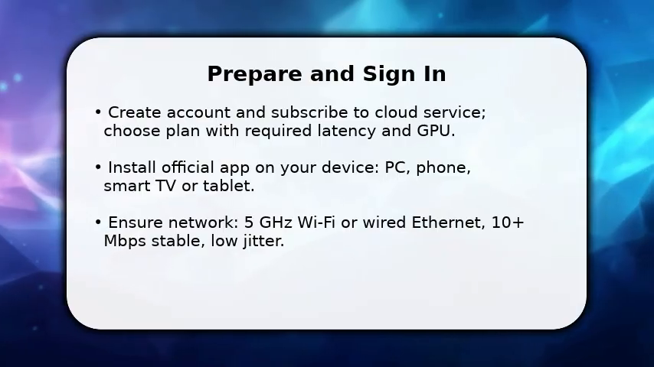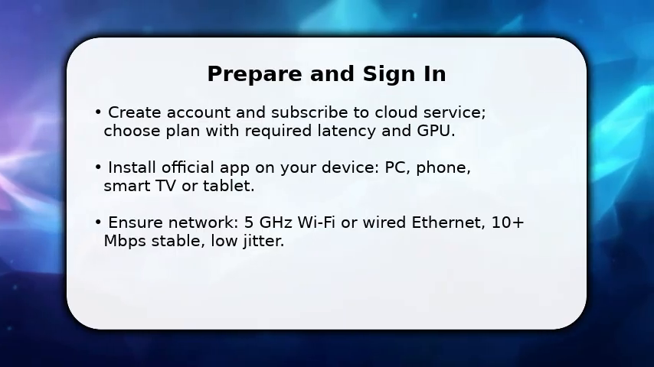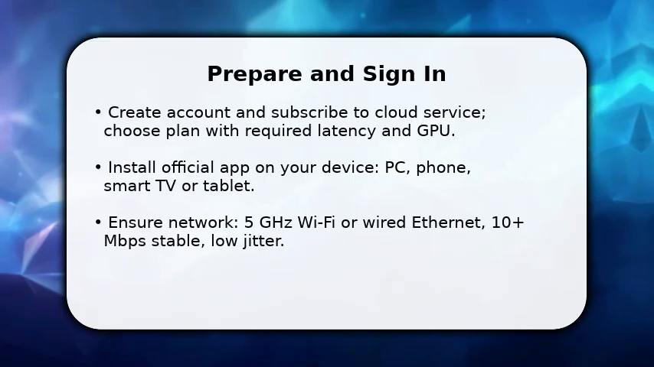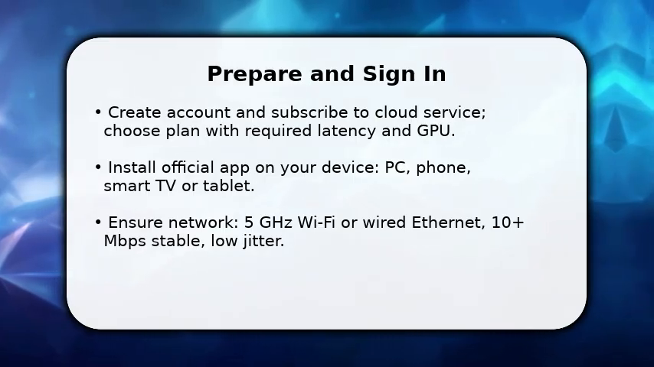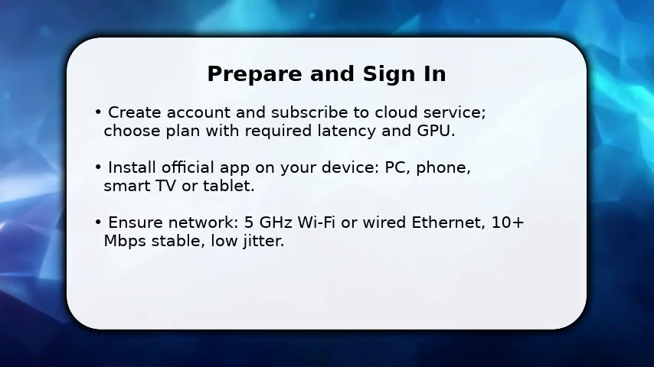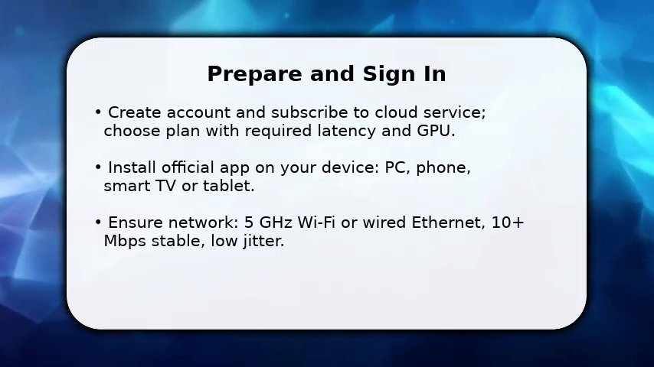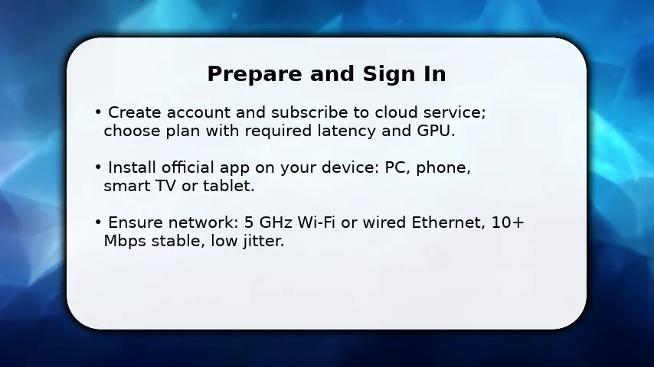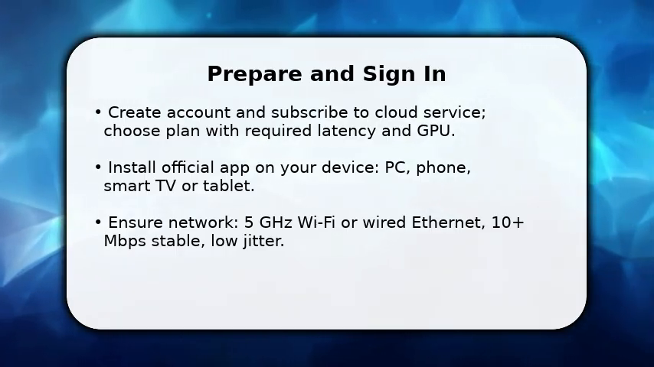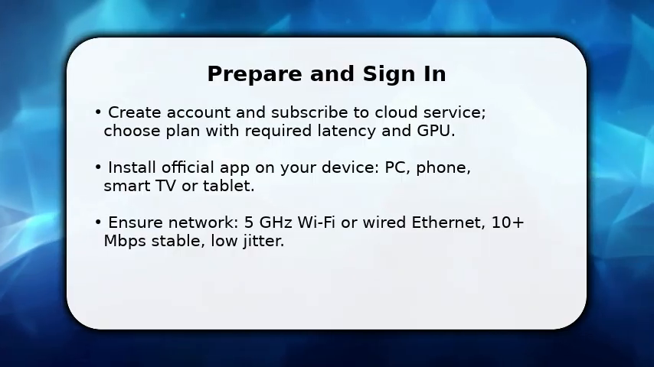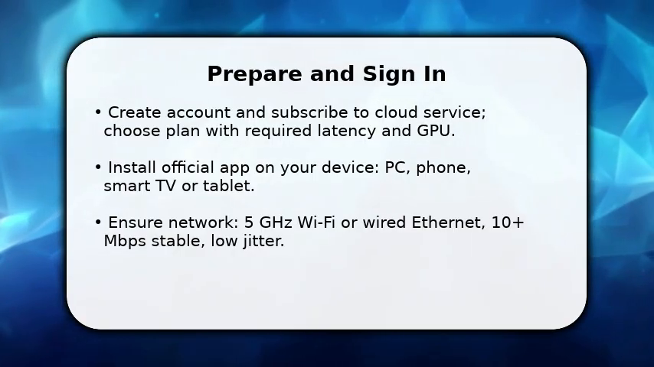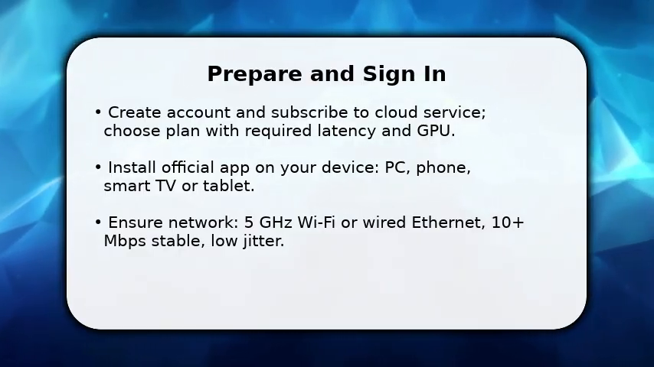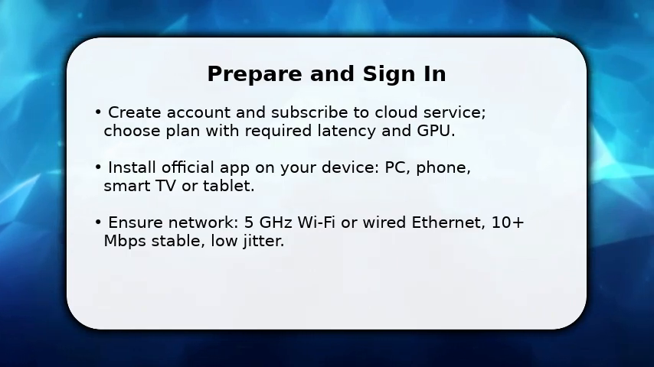You start by confirming prerequisites and signing in so you can launch quickly. This saves time later. First, create or use an existing account and pick a plan that matches the games you play because higher-tier plans reduce lag. Next, install the provider app on your device and sign in. This authenticates your library. Once done, make sure your network is 5 GHz Wi-Fi or wired Ethernet, and that you have at least 10 Mbps with low jitter to avoid stutters.